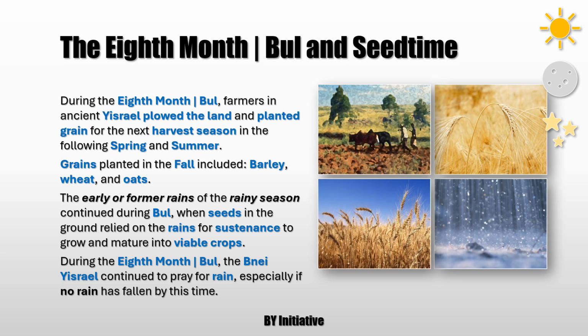During the 8th month, farmers in ancient Israel plowed the land and planted grain for the next harvest season in the spring and summer. Just a reminder, the grain crops in ancient Israel included barley, wheat, and oats. Grain was planted in the fall. The early or former rains of the rainy season continued during Bul, or the 8th month, when the seeds in the ground relied on rains for sustenance to grow and mature into viable crops. During the 8th month, or Bul, the Bnei Israel continued to pray for rain, especially if no significant rain had fallen by the 8th month.